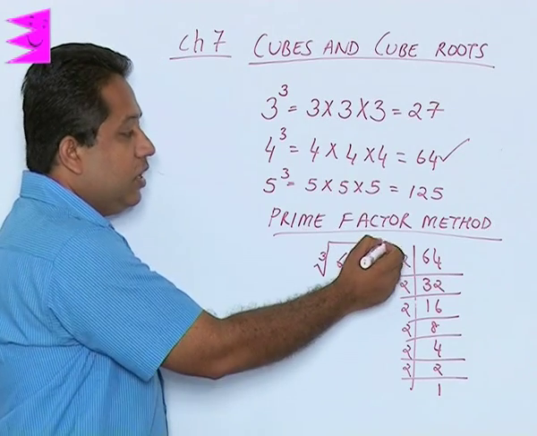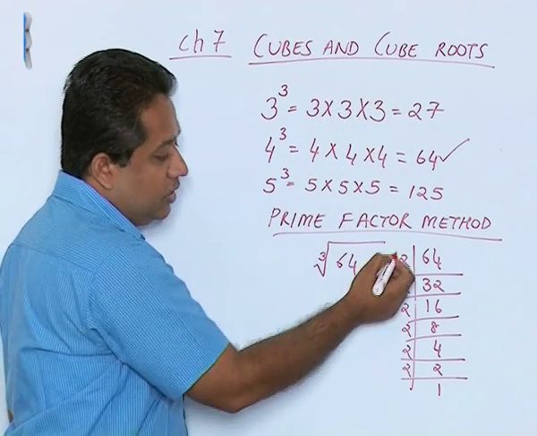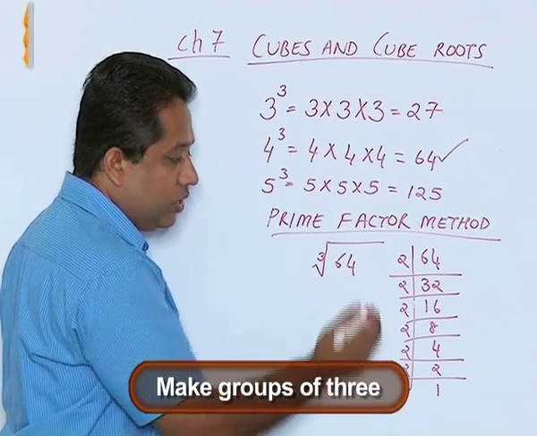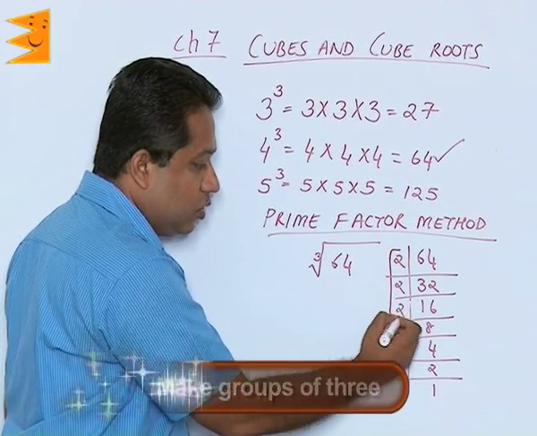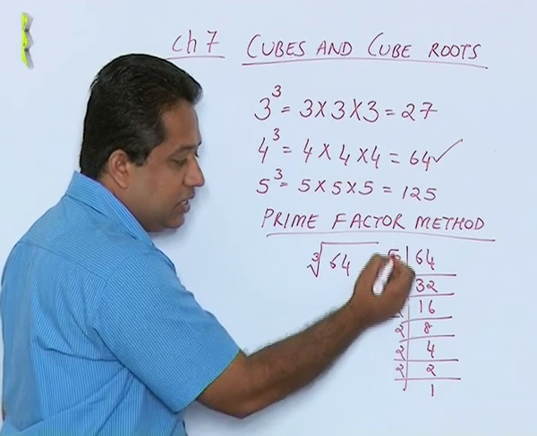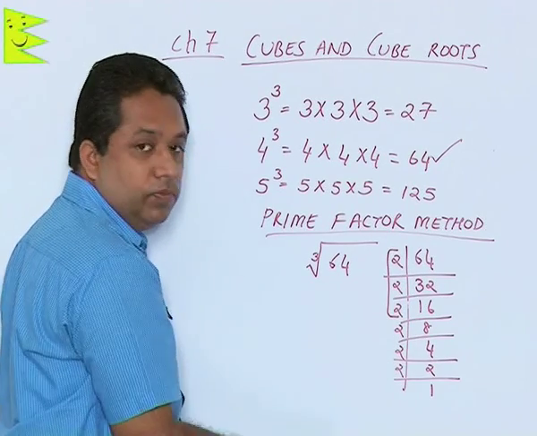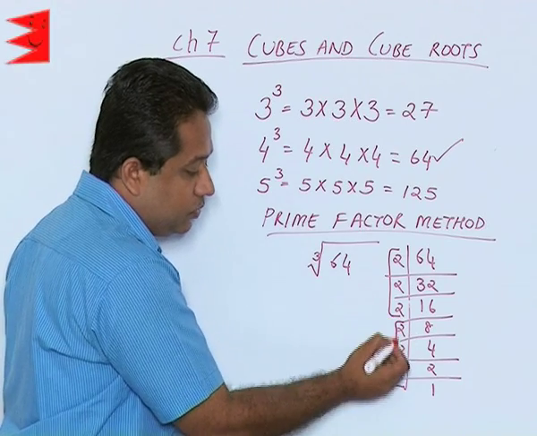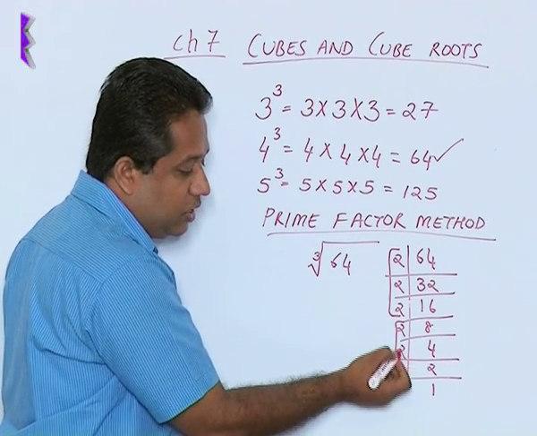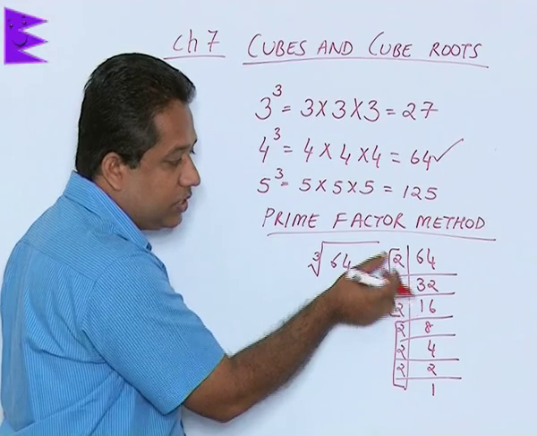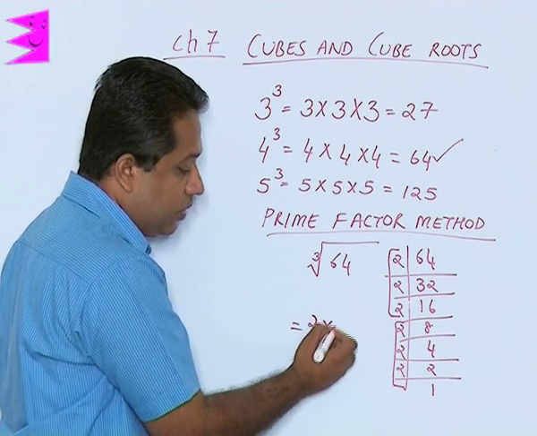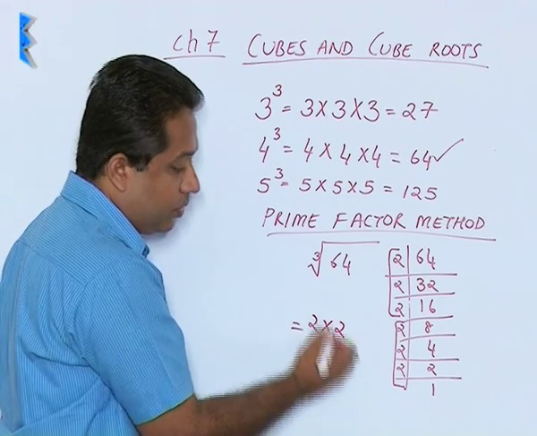And now in case of cube roots, we have to make groups of 3. In square roots we were making groups of 2, here we make groups of 3. So, this is one group, all the 3 numbers are same. So, this becomes one group and we have 3 numbers here, and this is also another group of 2s, 3 2s here and 3 2s here. So, we can say that cube root of 64 is 2 multiplied by 2, that is 4.